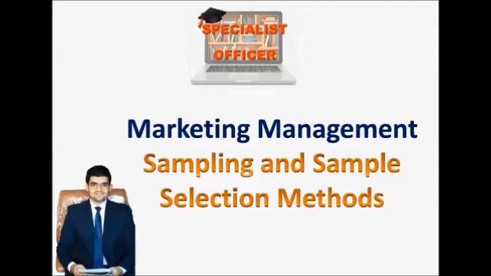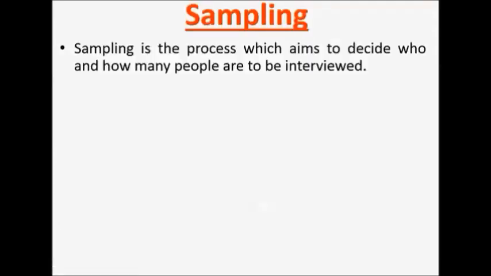Today's topic is sampling and sample selection methods. So let's start. First of all, we need to understand what sampling is. Sampling is the process which aims to decide who and how many people are to be interviewed. When you are undertaking any research, you must have a research problem which is defined in the very first step of the research process, and to find the solution regarding that problem, you need to interview some relevant people in order to draw some inferences or conclusions at the end.